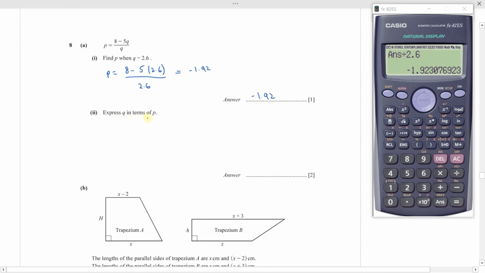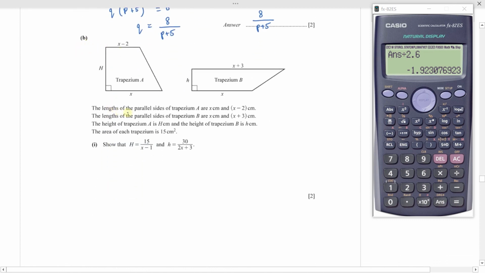Express Q in terms of P. So you have to make Q the subject of this equation. So I will take this Q to the other side. So this will become QP equals to 8 minus 5Q. And then I'll take this 5Q to the other side as well. So QP plus 5Q will equal 8. I'll take Q common, so I'll get Q into P plus 5 equals to 8. And then Q will be 8 over P plus 5. That's how you will make Q the subject of the equation. So let's move on to the next part.